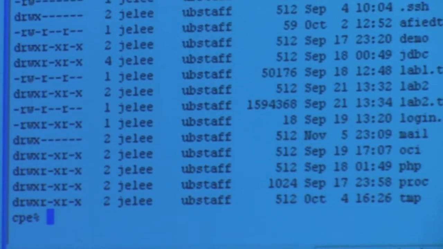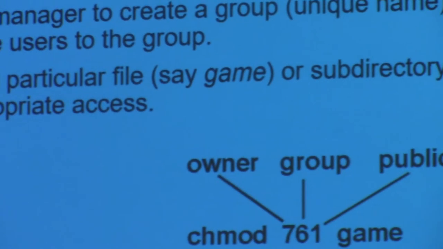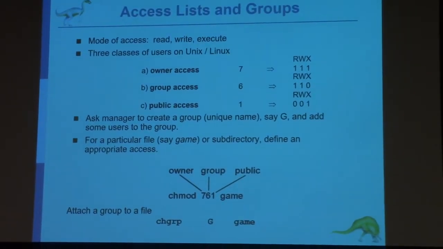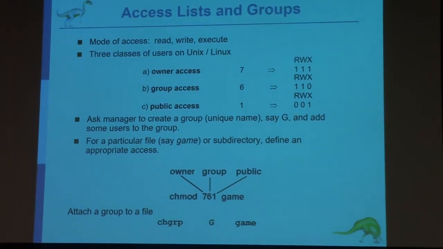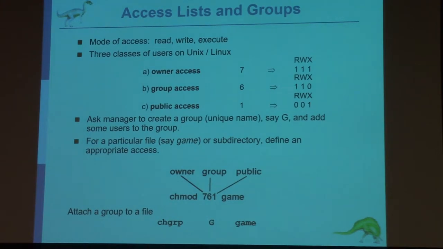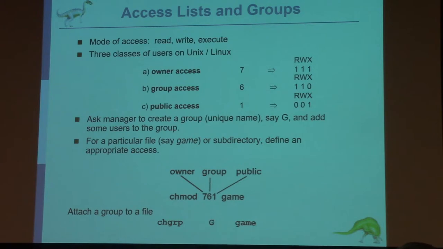Let's see the example. What does 761 mean? 7 means read, write, execution for the owner. Then 6 means 4 plus 2. There's no other way to make 6. It's only 4 plus 2: 4 read and 2 write. So read and write permission to whom? Group. And the last one? 1 means only execution. So others can execute the file only. So that is the permission.